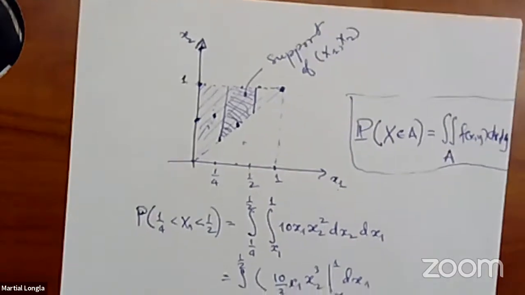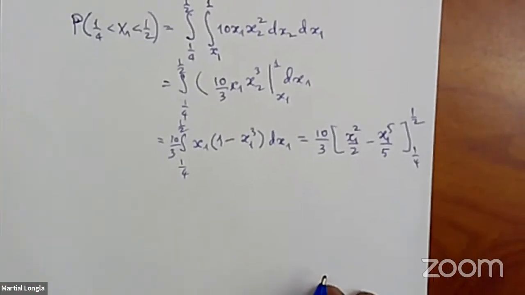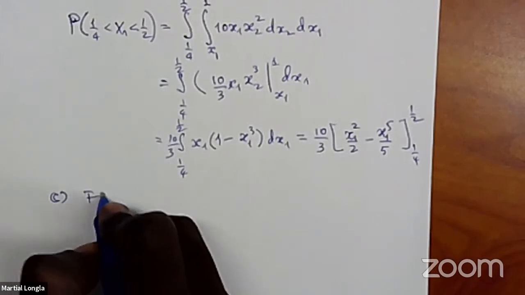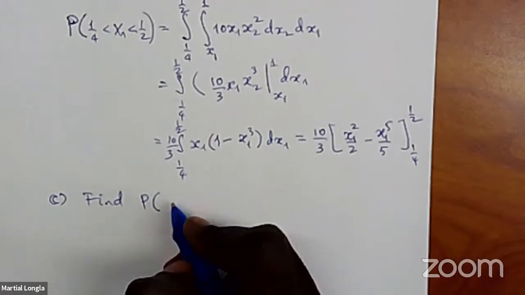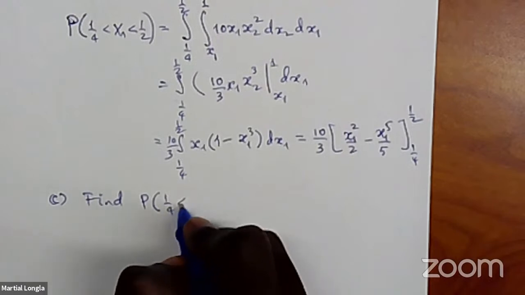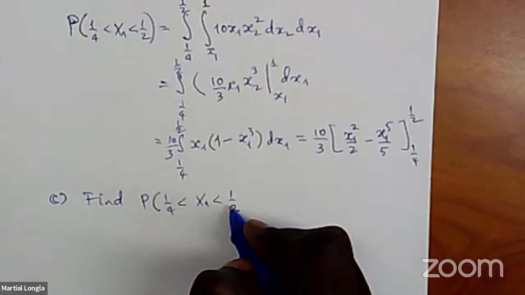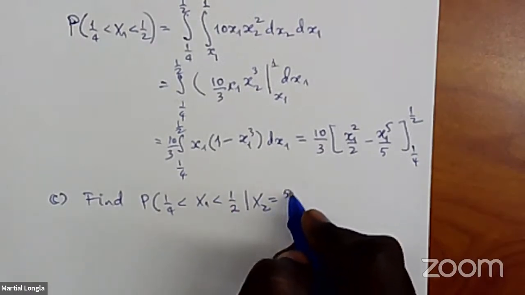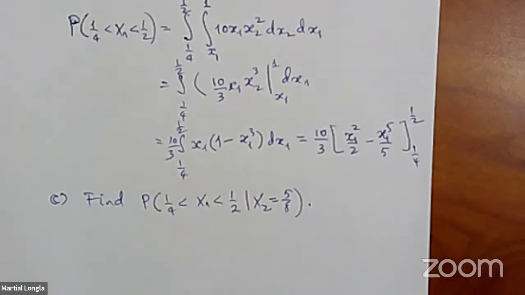Now the other question here, probably the last one, was find the probability that 1/4 less than x1 less than 1/2, given that x2 equals 5/8. How would I do this?